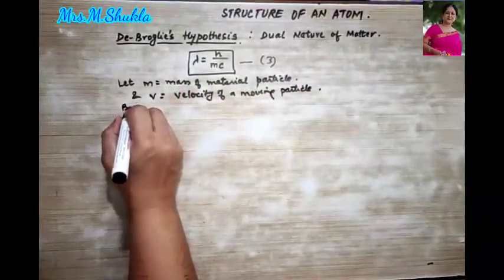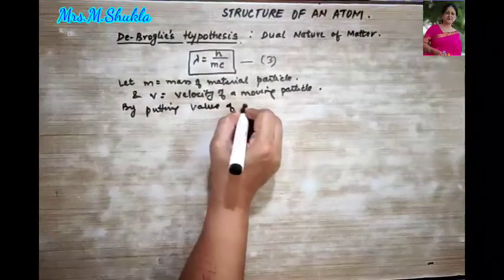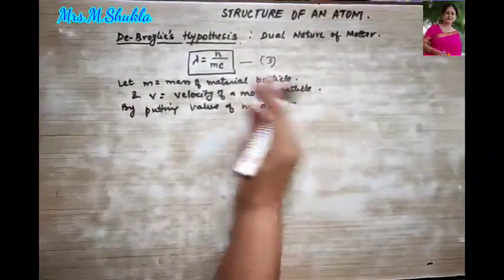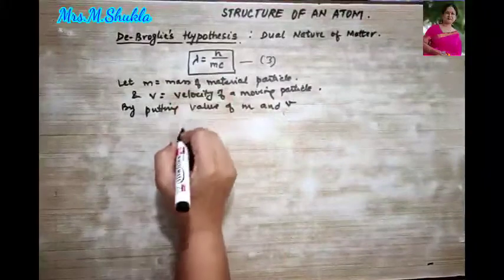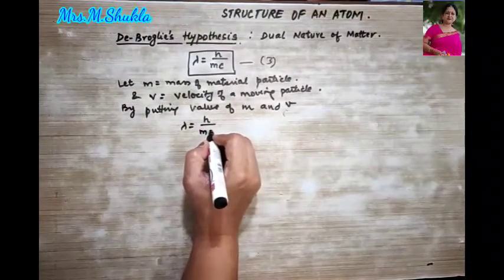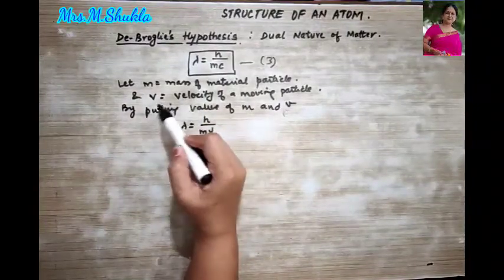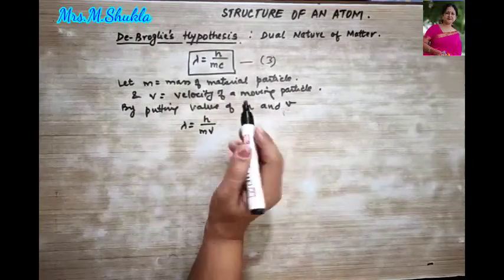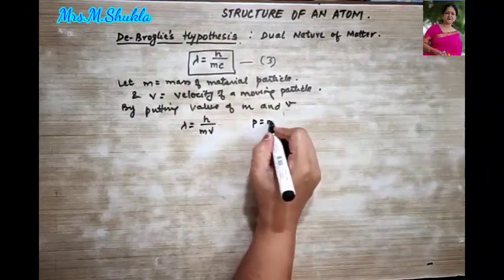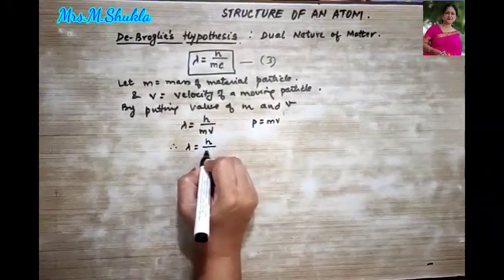So by putting the values of m and v, what do we get in this equation? Then the wavelength is equal to h upon m into v, that is the mass of the material particle into the velocity of the moving particle. We also know that momentum of the particle is equal to mv. Therefore we can say lambda is equal to h upon p.